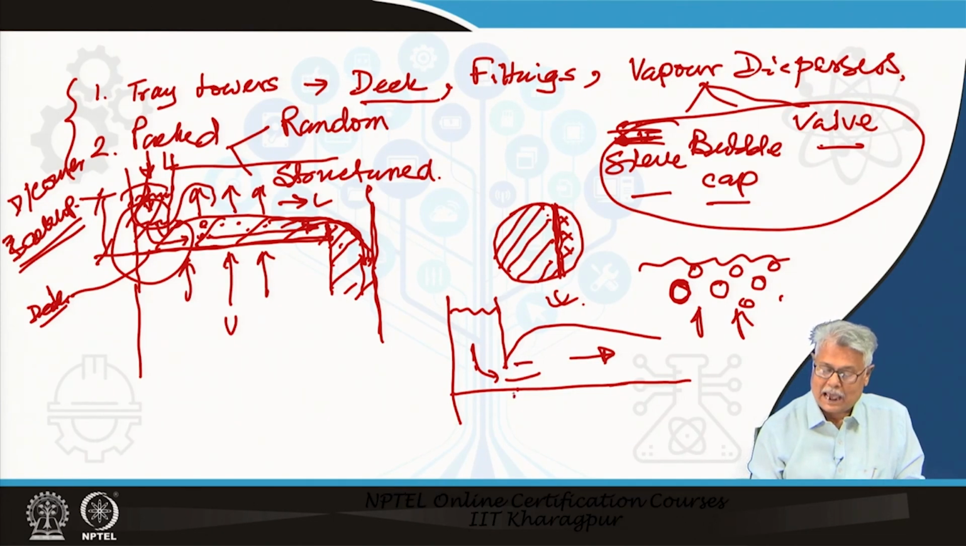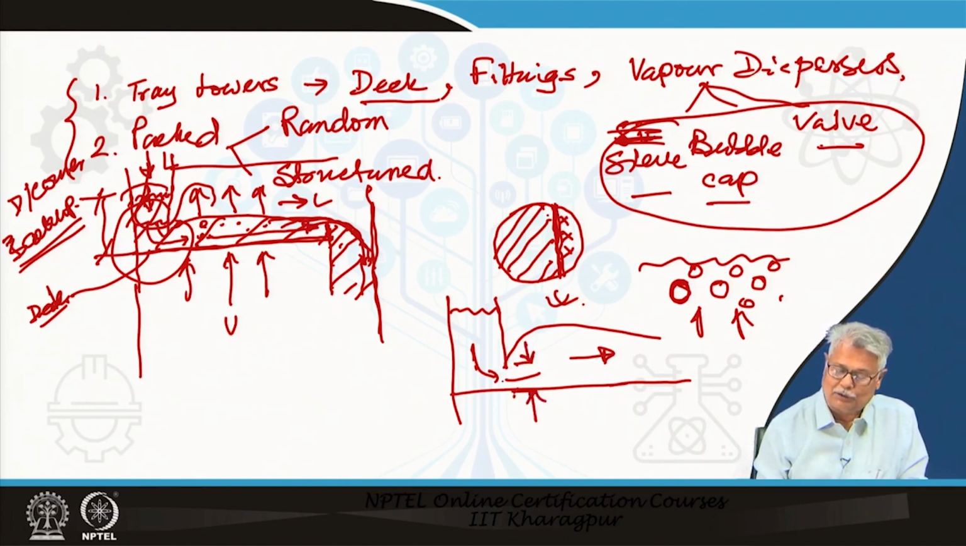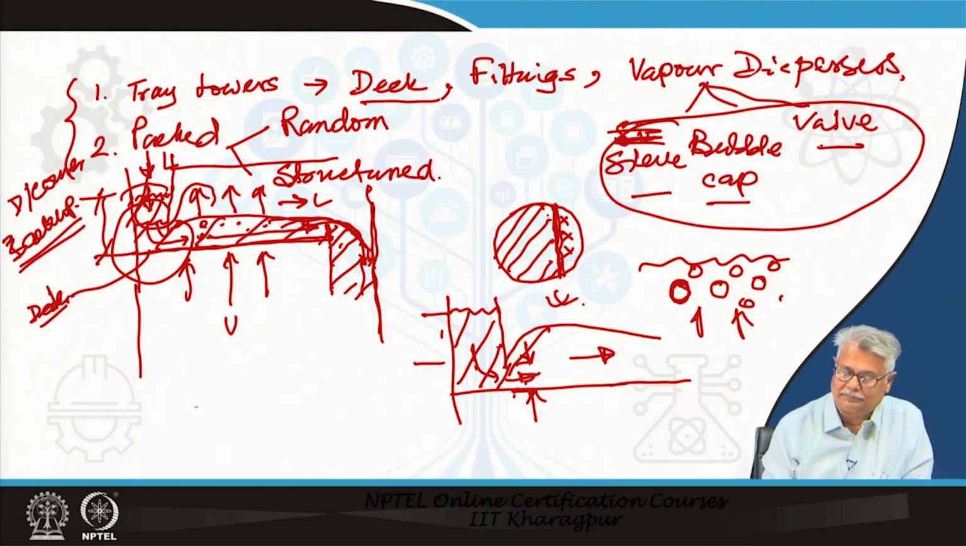It is this gap or clearance below the downcomer which provides a resistance, and this is the major component of the resistance which supports this particular liquid column. This liquid column is primarily supported by the resistance offered as the liquid passes through below the downcomer clearance.